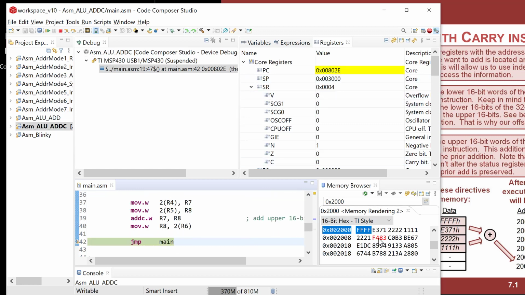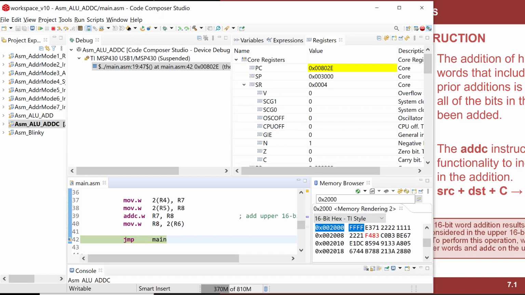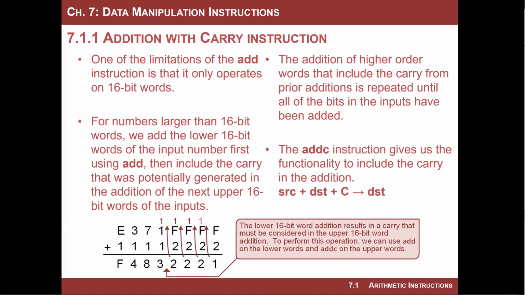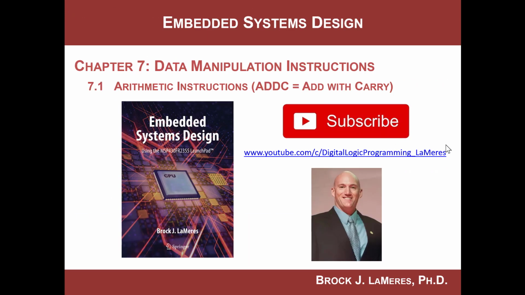And there it is. So now I have F483, 2221 in this order, and as interpreted as a 32-bit word, that is F483-2221. Awesome. All right, that was fun. That is add with a carry, and that is it.